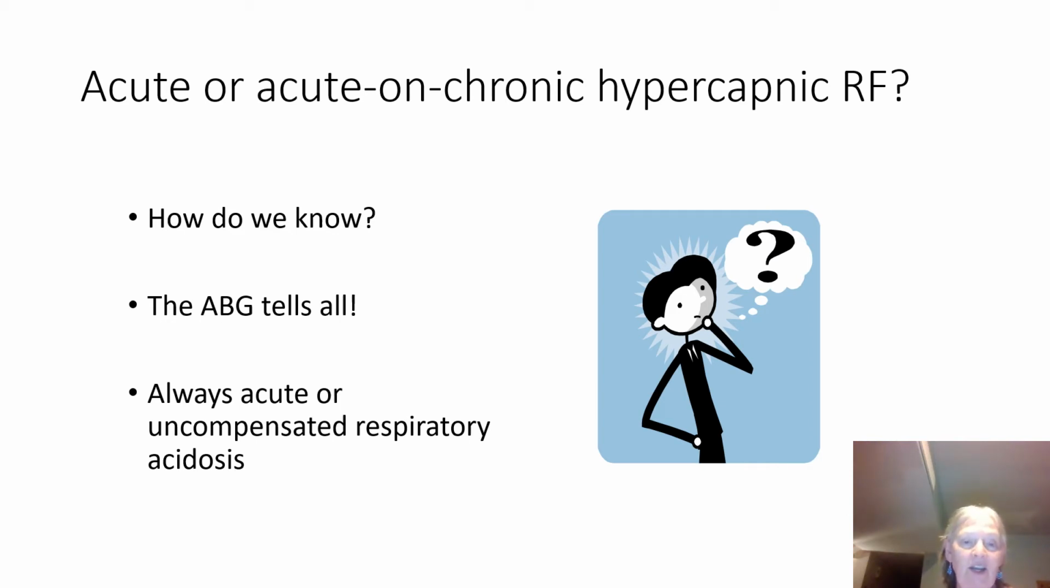This is where your pH is going to come into play. The other thing you always want to remember, the ABGs for these folks are always going to be an acute or uncompensated respiratory acidosis. So we're going to see these folks with those decreased pHs, elevated CO2s. And that's something to remember. The ABG is always acute or uncompensated respiratory acidosis.